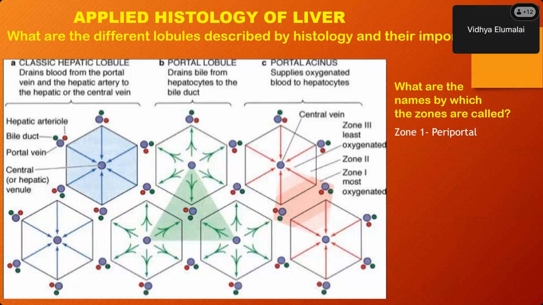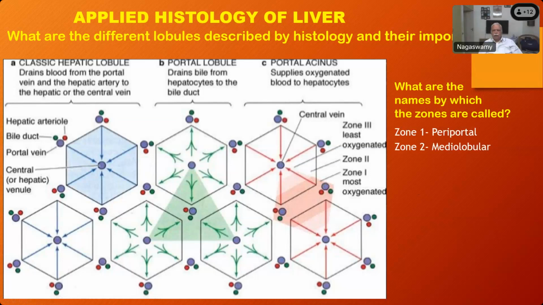Very good. Zone 1. Zone 2? Centrilobular. Sorry, wrong. Mediolobular. It is medial, the mid zone or mediolobular. And zone 3? That is what is called the centrilobular. Okay, so zone 1 can be called periportal because it is close to the porta hepatis, and this is the medial portion, so mediolobular, and away from that, centrilobular: the cells near the central vein are called centrilobular.